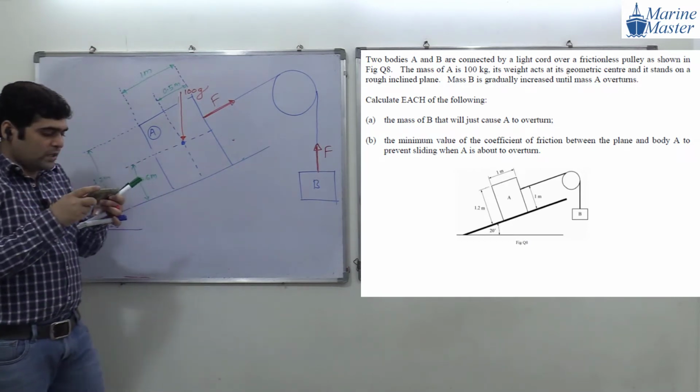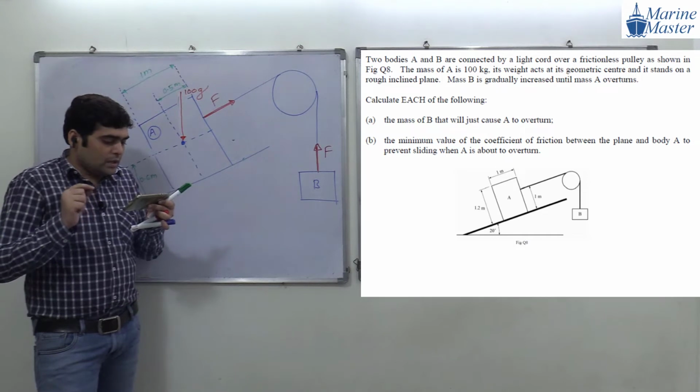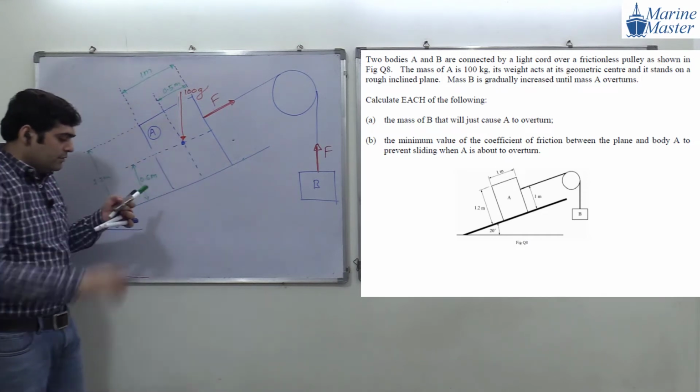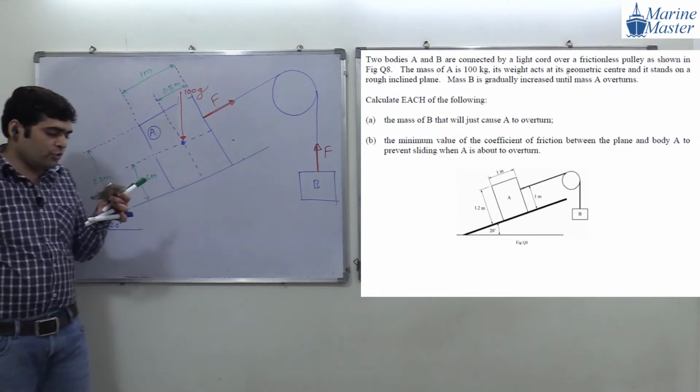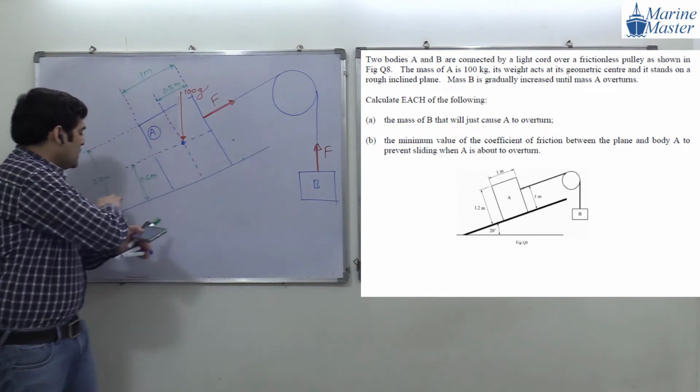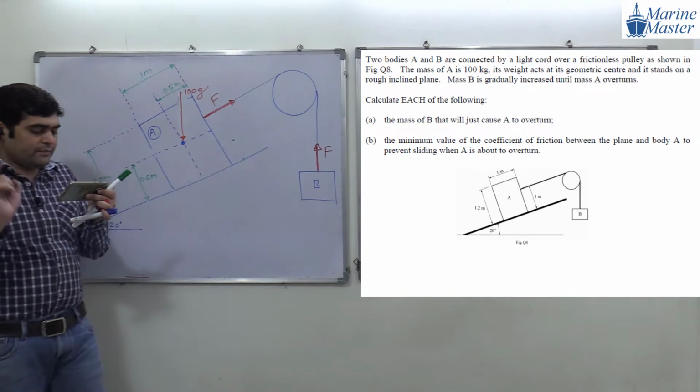Okay, now the next point is what? The mass A is 100 kg. We have written its weight at the geometric center. We have also shown that one. And it stands on a rough inclined plane. This is our rough inclined plane.